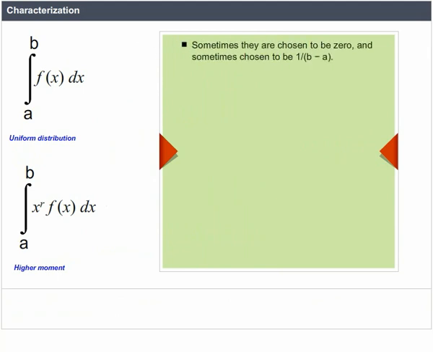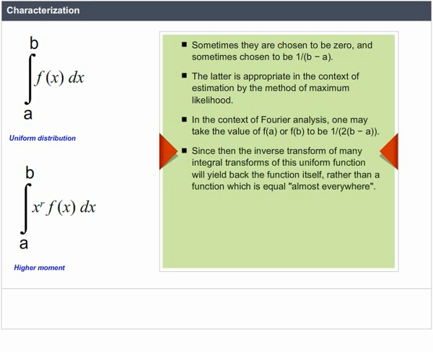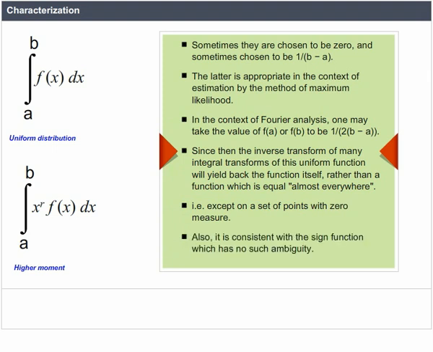The latter is appropriate in the context of estimation by the method of maximum likelihood. In the context of Fourier analysis, one may take the value of f(a) or f(b) to be 1 divided by 2(b minus a), since then the inverse transform of many integral transforms of this uniform function will yield back the function itself, rather than a function which is equal almost everywhere, that is, except on a set of points with zero measure. Also, it is consistent with the sign function which has no such ambiguity.